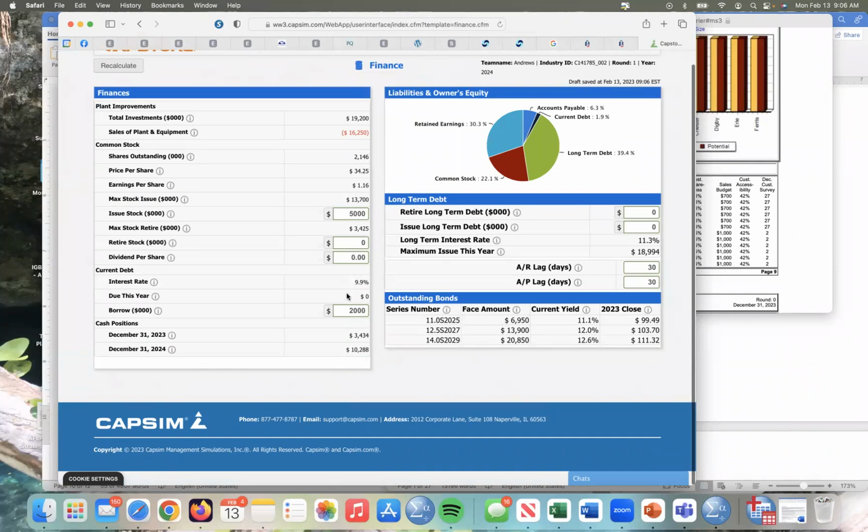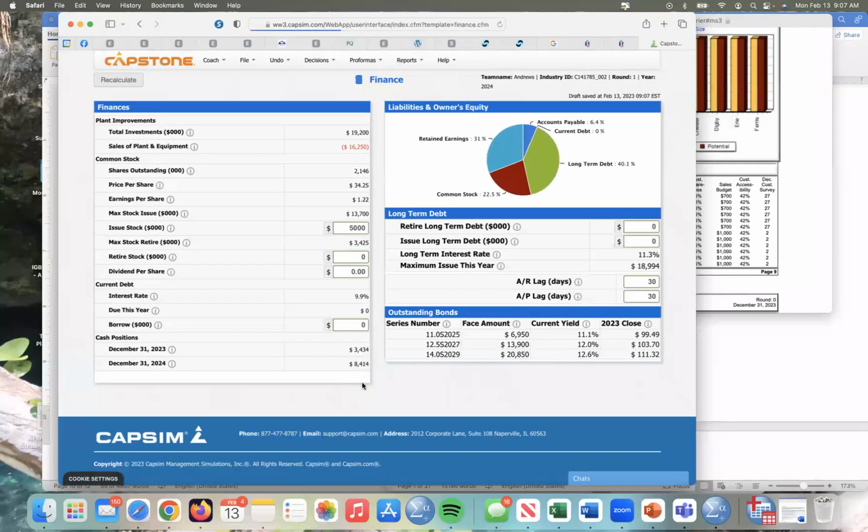It is correct that your current debt interest rate is much lower than your long-term, or I say much lower, it's 2 percentage points lower than your long-term almost. But here's the thing, you have to pay that back next year. So at this point, I'm going to zero that out. I'm not sure we need a loan. My ending cash balance is almost 8.5 million.